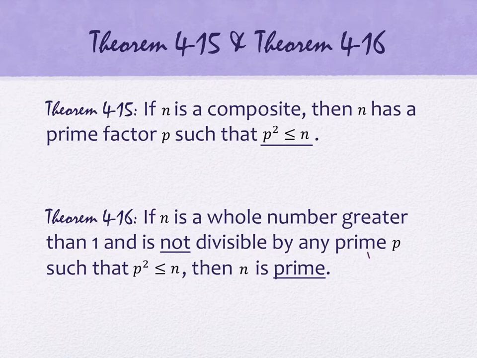So the first one says, if n is a composite number, then it will have a prime factor such that the prime factor squared is less than or equal to n. And then theorem 416 says, if n is a whole number greater than 1, and it doesn't have a number that will do this, then it's called prime.